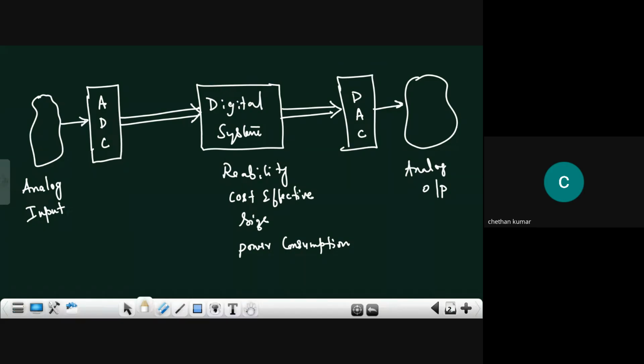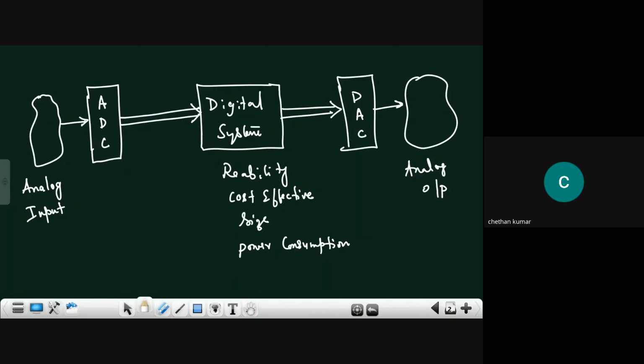Because of these advantages like high reliability and cost effectiveness, the design of a digital system is easy because it allows replication. A higher order can be designed using a lower order by replication. This is one good use of digital. It is cost effective because of size and because of power consumption.